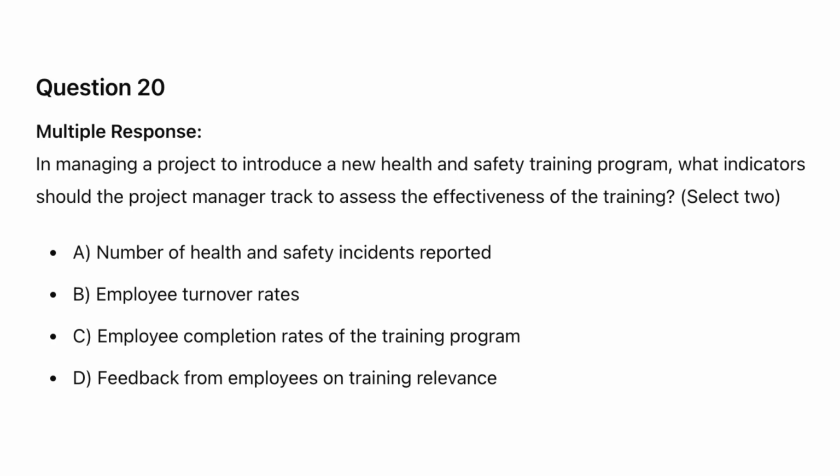Question 20. In managing a project to introduce a new health and safety training program, what indicators should the project manager track to assess the effectiveness of the training? Select 2. A. Number of health and safety incidents reported. B. Employee turnover rates. C. Employee completion rates of the training program. D. Feedback from employees on training relevance.